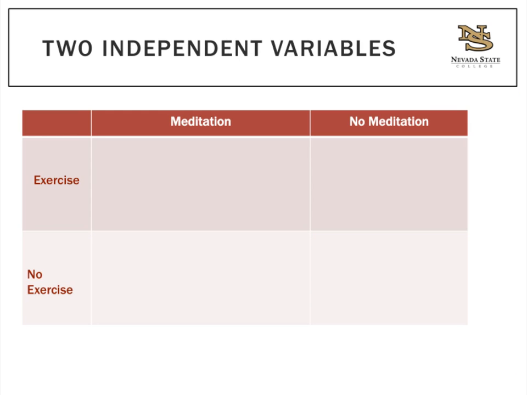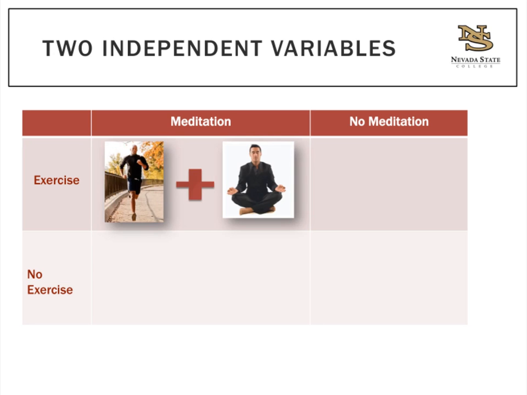So this is what it's going to look like. We have one factor on the left with 2 levels, exercise, no exercise. One factor on the top, 2 levels, meditation, no meditation. All right, we just went through that in the last slide. So that means we'll have 4 distinct, separate groups. The first group will combine exercise and meditation. So exercising 3 times a week, meditating 5 minutes every morning.